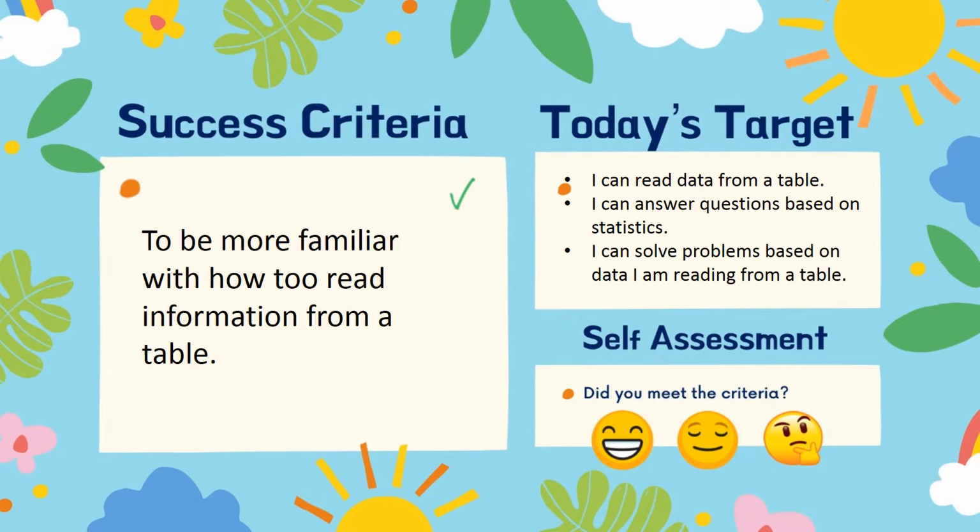Okay, success criteria today, and it is for you just to be more familiar with how to read information from a table. And there are quite a few questions. Just try and aim to do your best and get as many right as you can. You should be better with them, and more familiar with those questions that I put on Flavell's Fab 4. You'll find that I've based them all on measures today, measures of angles for a change. Okay, so targets: I can read data from a table, I can answer questions based on statistics, I can solve problems based on data I am reading from a table.